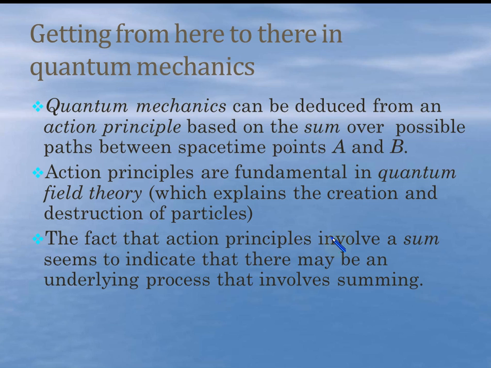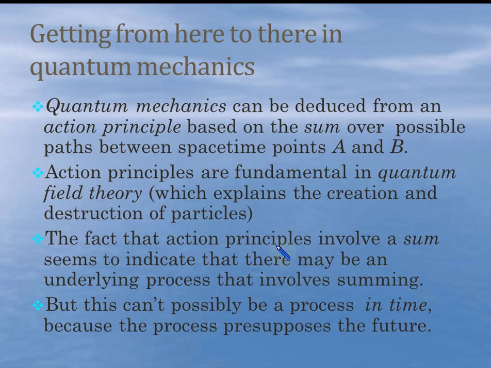Now, the fact that the action principles involve a sum seems to indicate there may be an underlying process that involves summing. Okay, this is similar to the argument I gave before that the principles that involve minimums seem to indicate a process of minimization. So here I'm arguing that the sum involved in action principle indicates there's some process of summing. But again, this can't be a process in time because the process presupposes where the particle will end up in the future. So there is some indication that there's some kind of process outside of space and time whose result gives me the probability of a particle moving from here to there.